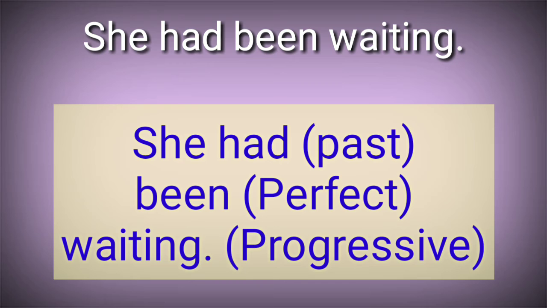In the example, she had been waiting, the subject she is followed by the past form of have. It shows that the tense in this sentence is past. Had is followed by the past participle of be, which means that it is perfect. And then comes the main verb in the present participle form, which means that it is progressive. The tense of this sentence is past perfect progressive.